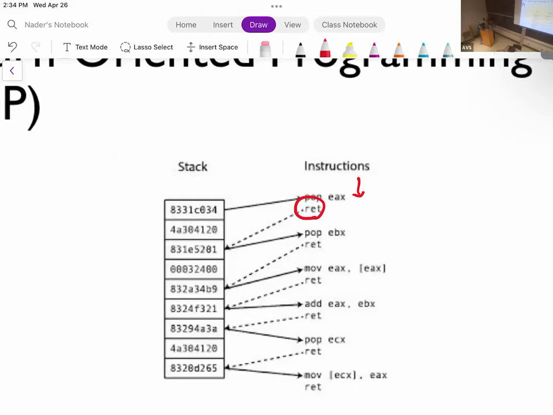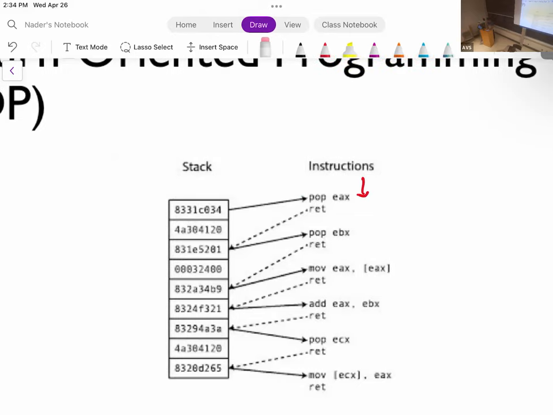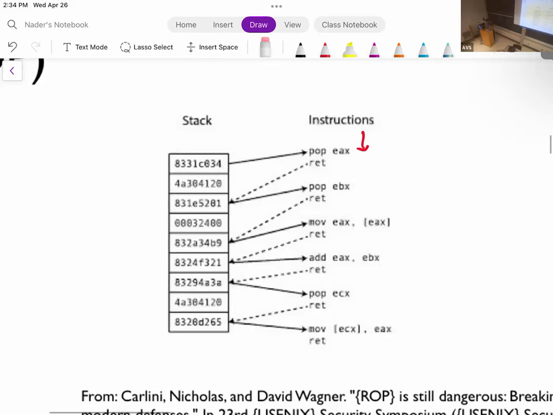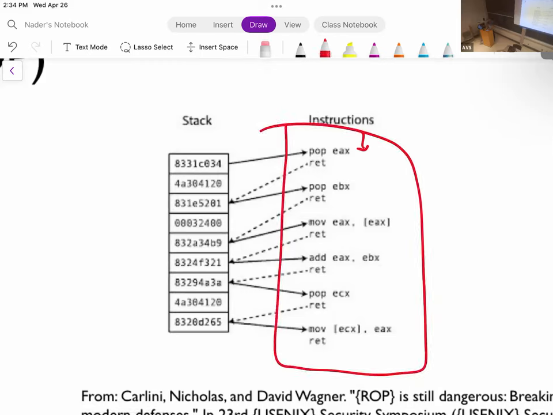So for example, you have POP EAX return, POP EBX return, MOV EAX and the address of EAX return, add return, POP return, MOV return. And actually, this is exactly the code. All you need to do in order to launch a shell is exactly this sequence of instructions. So it's not something that I randomly generated here. This is actually what you really need in order to jump and invoke a shell. And how do I find this?